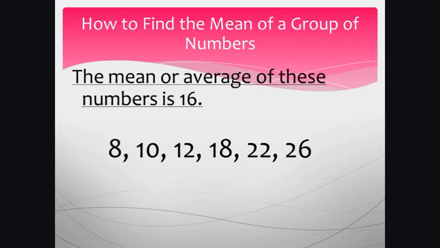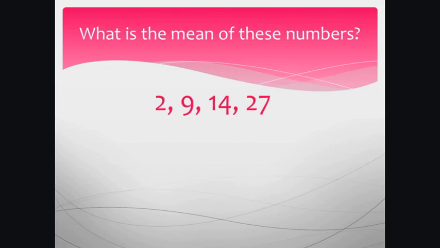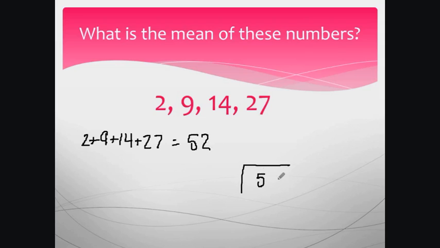Let's take a look at an example together. Here we're asked to solve for the mean of these numbers. We have 2, 9, 14, and 27. The first thing that we're going to have to do is add up all of our add-ins. So 2 plus 9 plus 14 plus 27 is equal to 52. Our second step is to divide our sum by the total number of add-ins. And we have 4 add-ins.